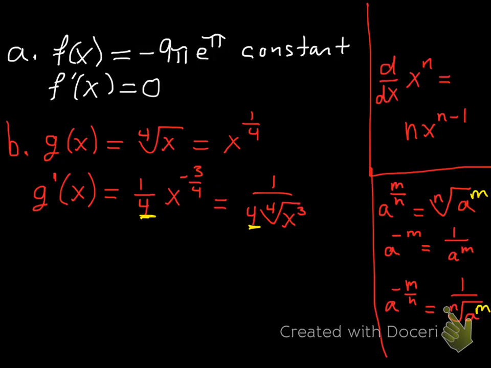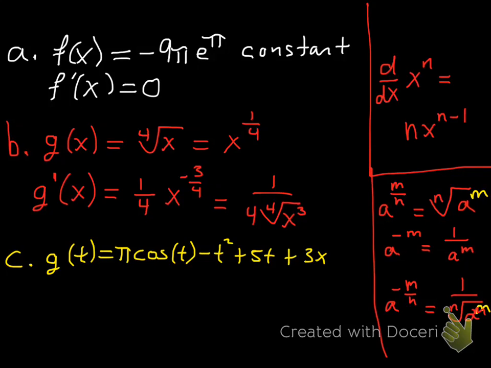Okay, let's get all that stuff out of the way. And C, g of t is equal to pi cosine t minus t squared plus 5t plus 3x to the fourth. Again, they want us to take the derivative. One of the properties said that if we have a constant multiplied by a function and that function is differentiable, then the constant's not going to do anything. It's just going to hang out, and if it's pi, then it's going to be pi times the derivative of the function. So that pi is just going to hang out. So here's the pi hanging out.